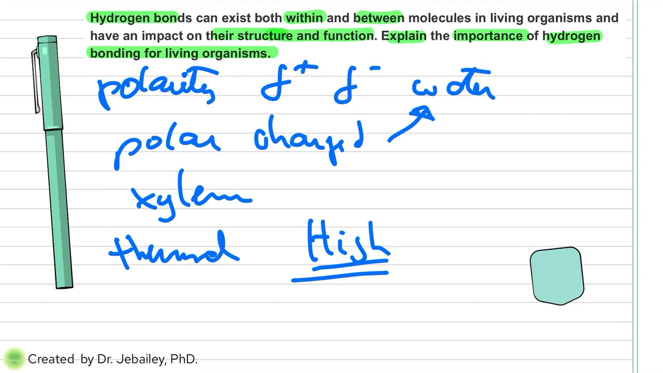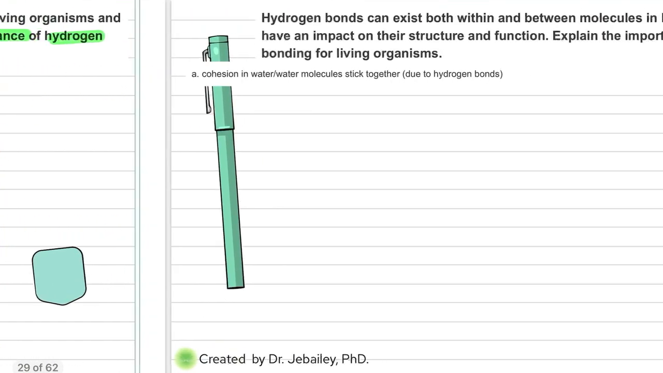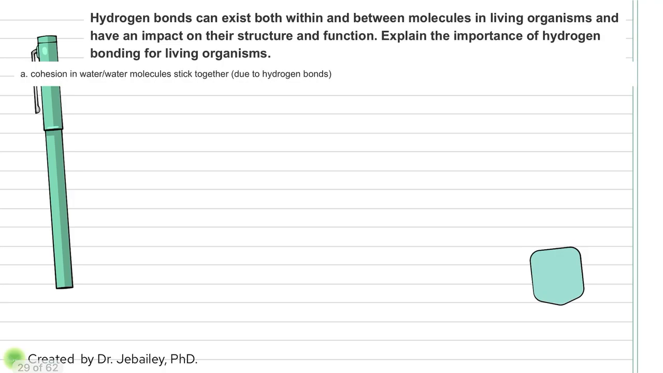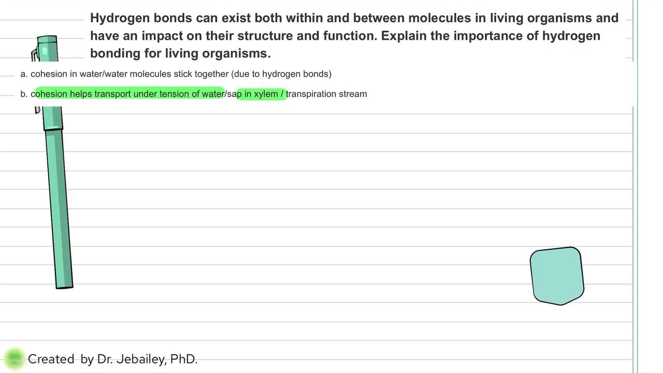So what I'm talking about here, if you notice, is exactly the same answer you had for the water properties. Everything from polar to solvent to hydrogen bonds to the charges to the thermal properties, all of them repeated again. And you will see this through the mark scheme. So for example, here, the first one, cohesion, they stick together. You can see that's due to the hydrogen bond. It's repeating the same thing. Next, cohesion helps transport under tension in the xylem. Just like I told you, it's repeating.